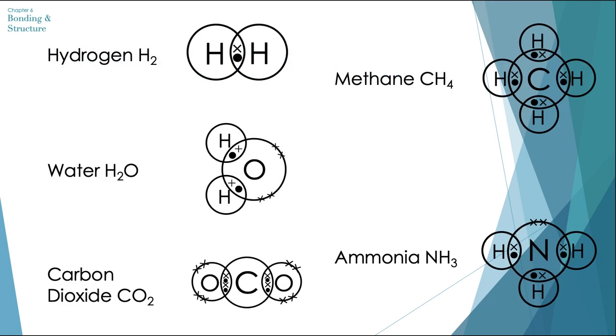You've understood the dot and cross diagrams of both the covalent bonding and the ionic bonding as well. So now we're going to move ahead onto crystal lattices.